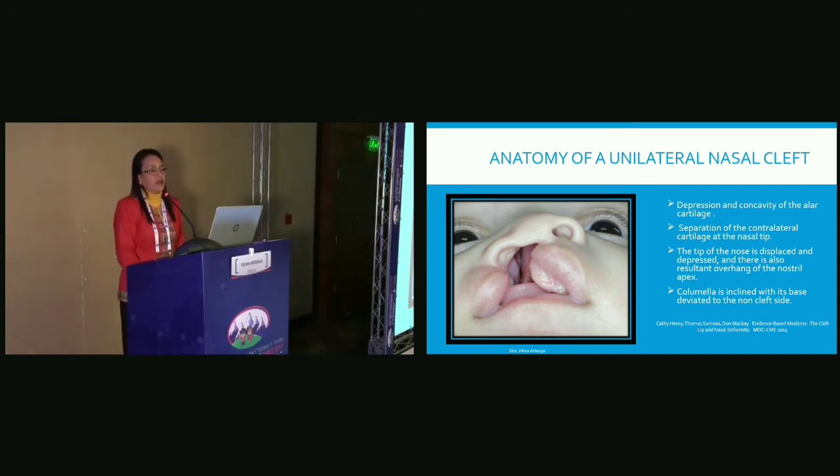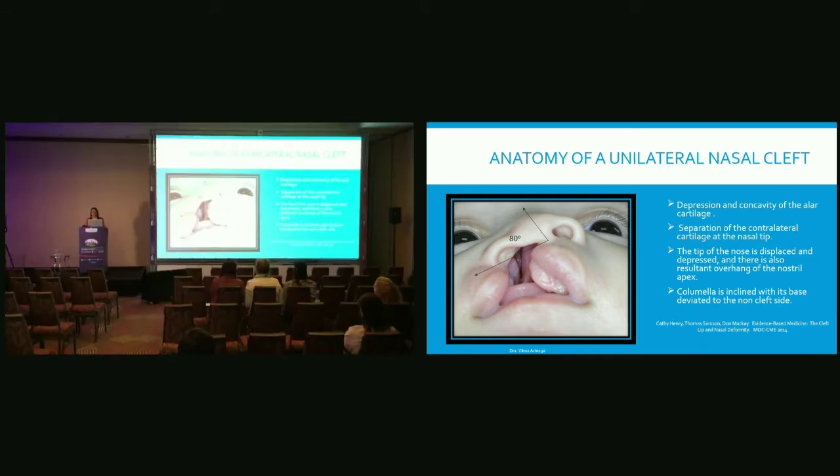This is a 3-month-old patient referred to our clinic by the plastic surgeon to have the presurgical orthopedic treatment. And at the first appointment, this patient had an angle between the columella and the base of the clefted nostril of 80 degrees.